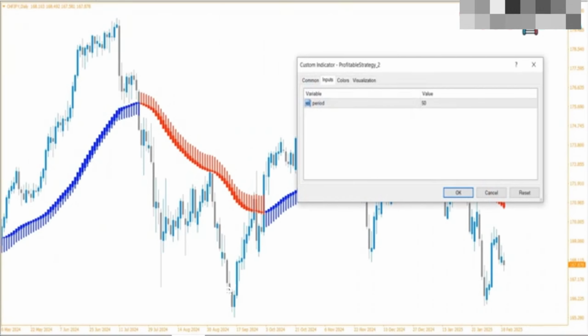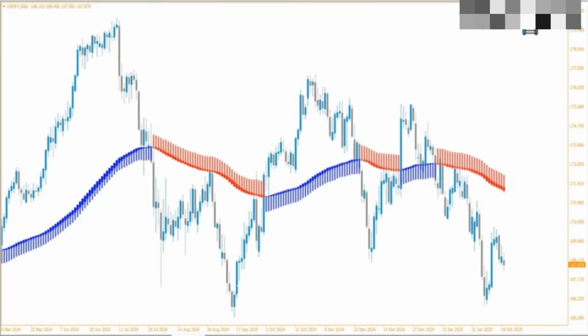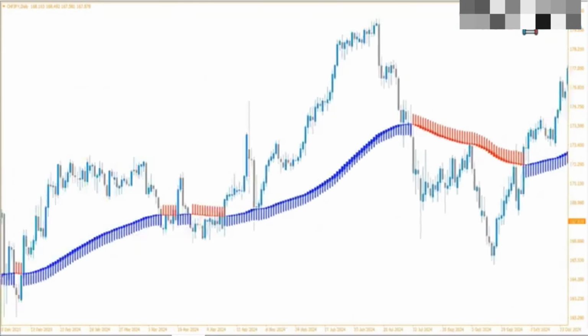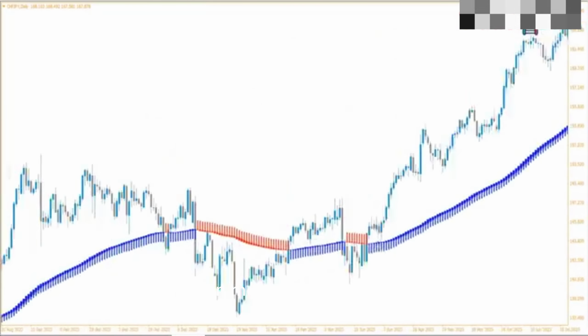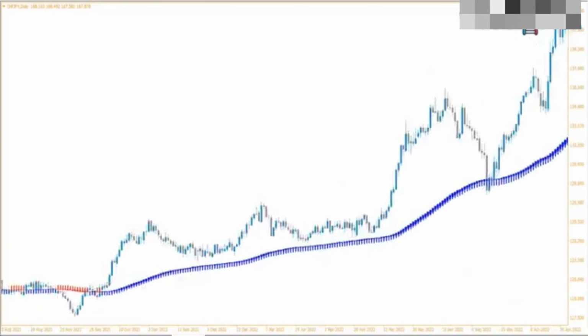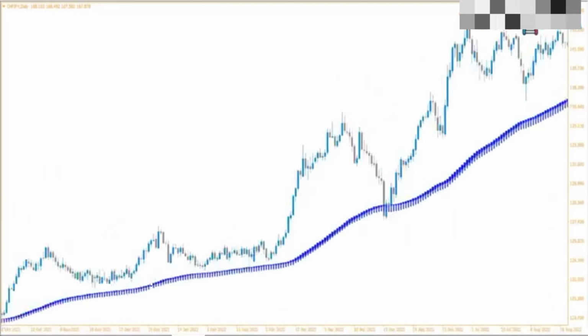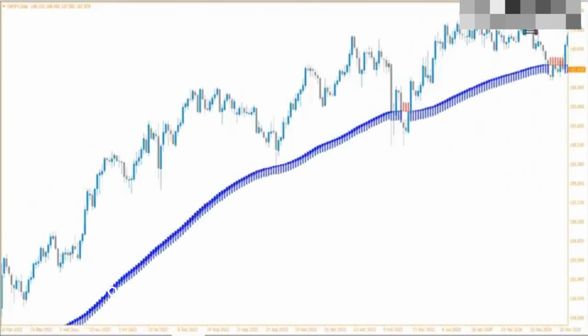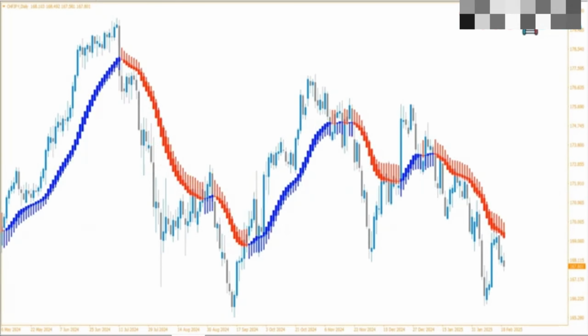But we're not stopping there. Let's push it further. 100, 200, even 250. Watch how the indicator evolves and smooths out the trend. Even more incredible, right? This kind of precision is what makes this tool so powerful for traders looking to stay ahead of the market.